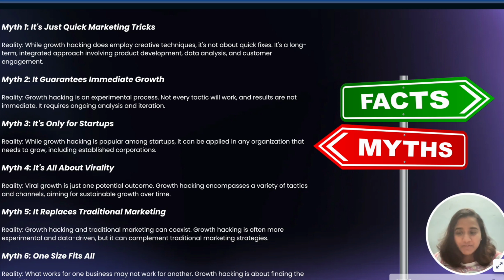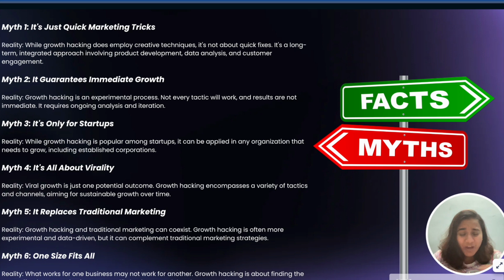Myth number 3: it's only for startups. Obviously it's a no. While growth hacking is popular among startups, it can be applied in any organization that wants to grow and scale its business. Myth number 4: it's all about virality. Viral growth is just one potential outcome. Growth hacking encompasses a variety of tactics and channels aiming for sustainable growth over time. One thing you have to understand is growth hacking is all about coming up with sustainable and scalable experiments which would help us in the long run.